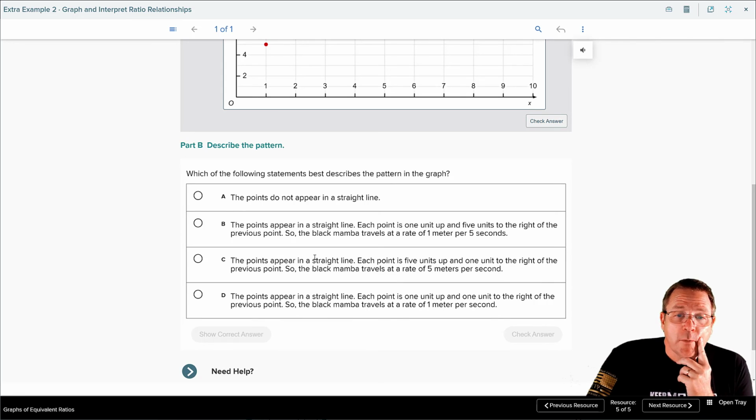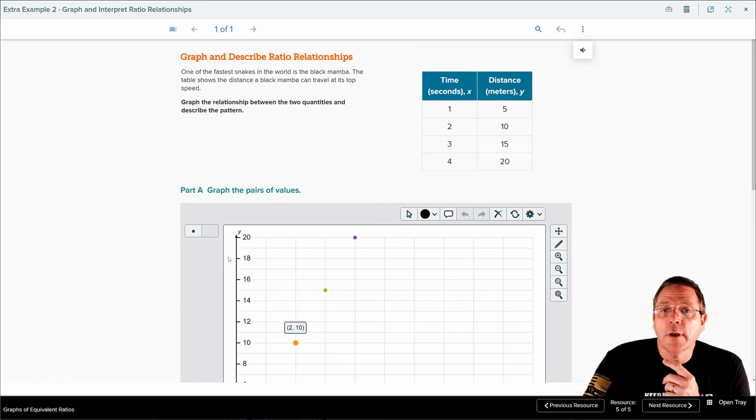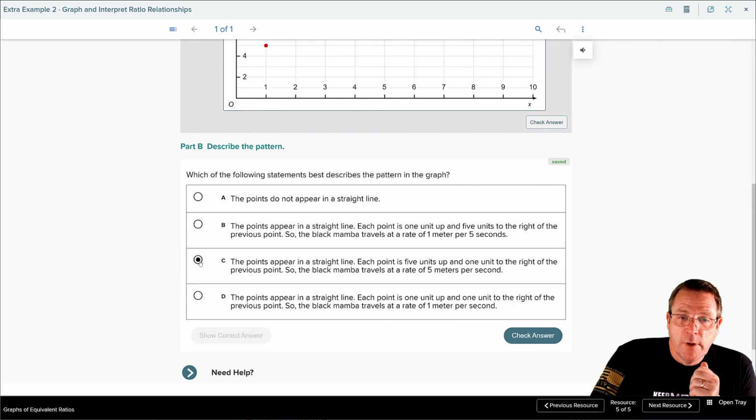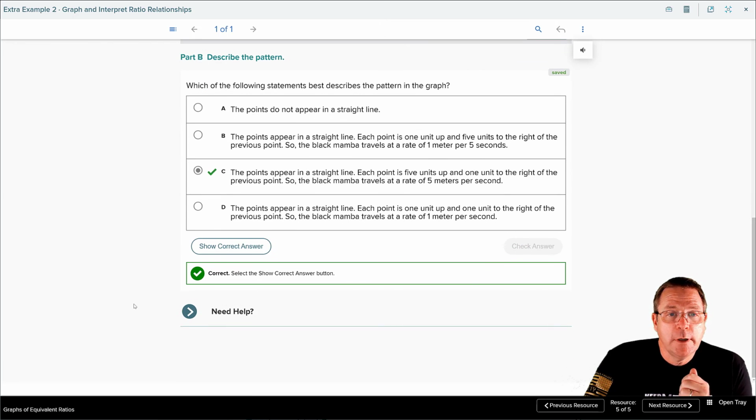C, the points appear in a straight line. Each point is 5 units up and 1 unit right of the previous point. So the black mamba travels 5 meters per second. I'm thinking that's probably going to be right because your x-axis is your seconds and your y-axis is your meters. So I'm going to select that, but I'm still going to read D just to make sure. The points in a straight line, each point is 1 unit up and 1 unit right. Nope, that's not correct. C must be my correct answer. I'm going to check it, and we did good again.